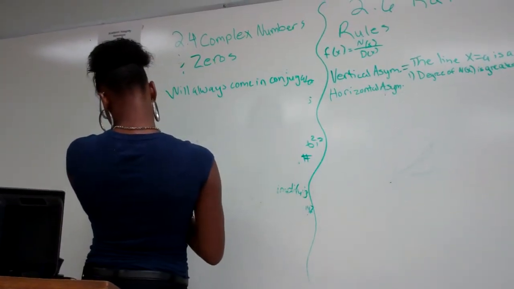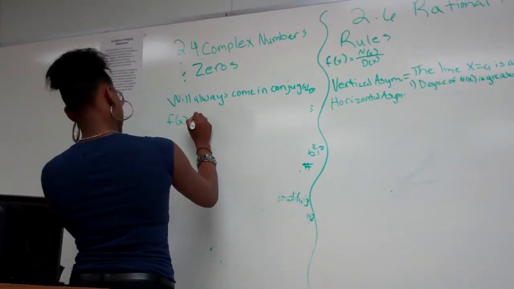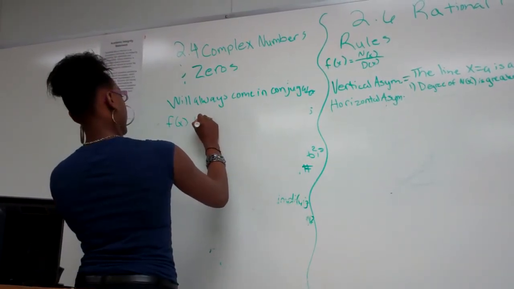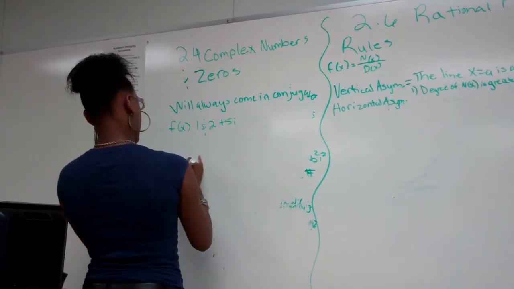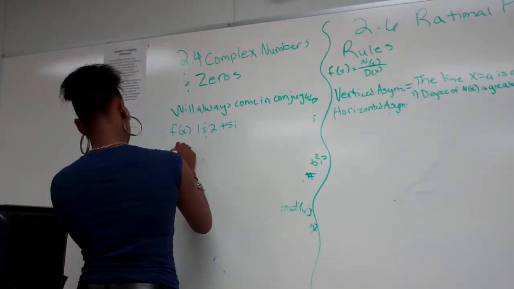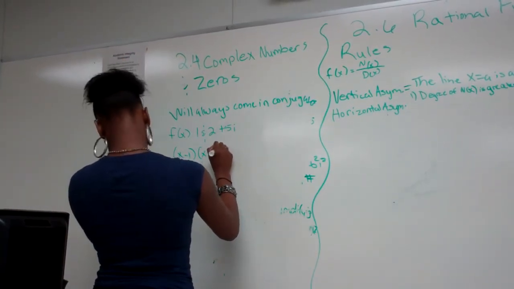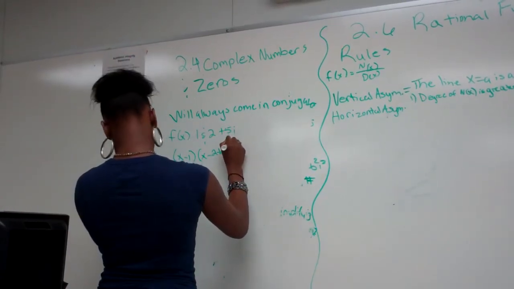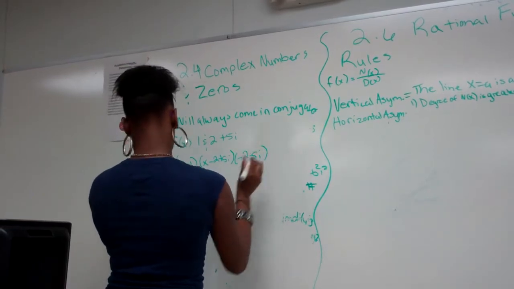An example would be f(x) has the zeros of 1 and 2 plus 5i. And to find f(x), you do (x minus 1)(x minus 2 plus 5i)(x minus 2 minus 5i).